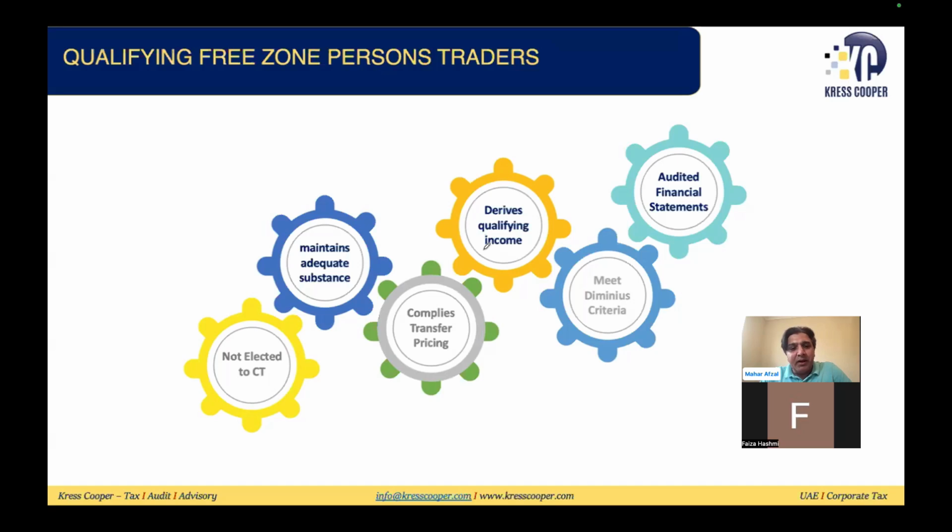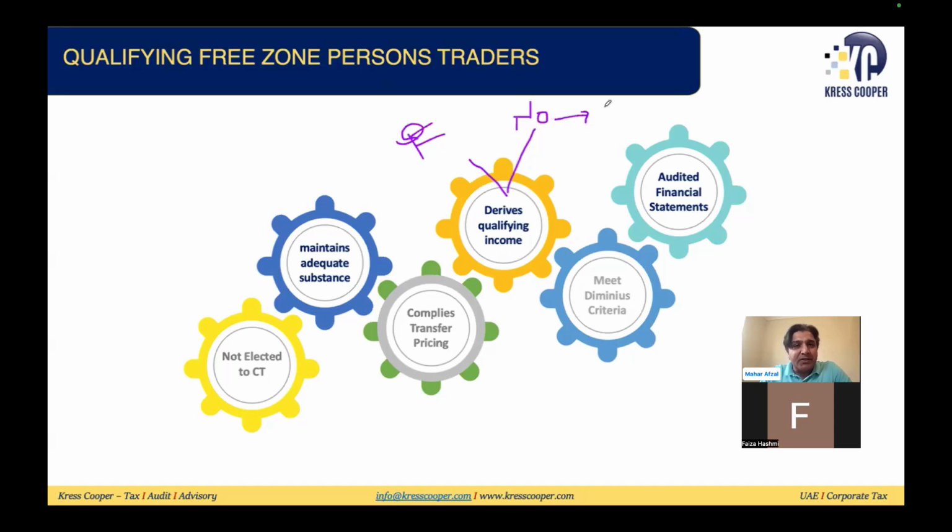They need to maintain adequate substance. They need to comply with the transfer pricing policies and procedures. They need to derive qualifying income, meet the de minimis criteria, and have audited financial statements. This qualifying income can come from the free zone person. It can come from the non-free zone person as well. From the non-free zone person, there is an option with the qualifying activity. One of the qualifying activities while dealing with the non-free zone person is the qualifying commodity.